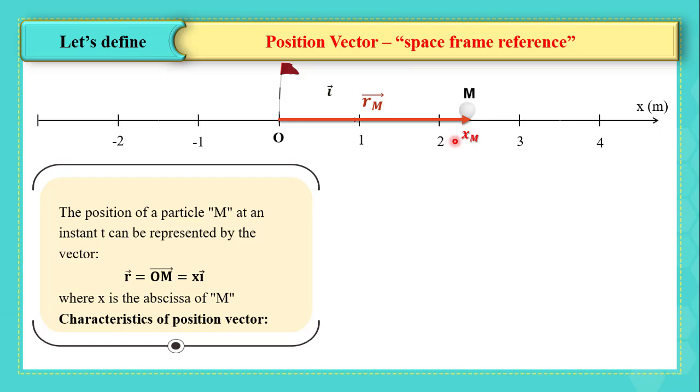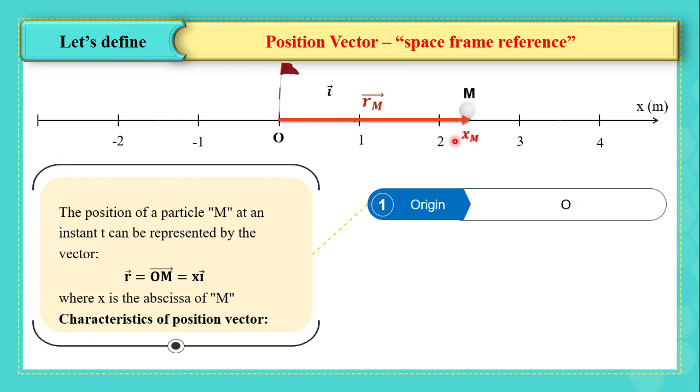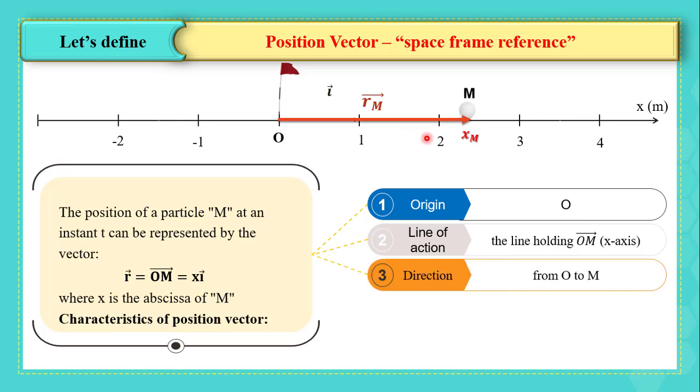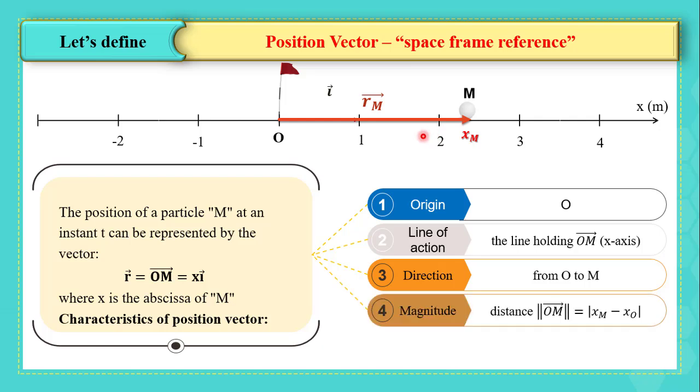The characteristics of the position vector are as follows: the origin O; the line of action, which is the line holding the vector OM, in our case the x-axis; the direction, which is from point O, the origin, to M; and the magnitude, which is the distance OM or the norm of the vector OM, which is calculated as the absolute value of the difference in the abscissas of M and O.